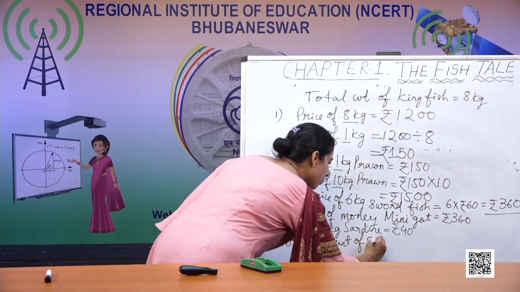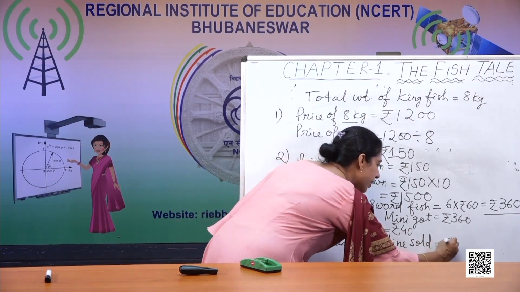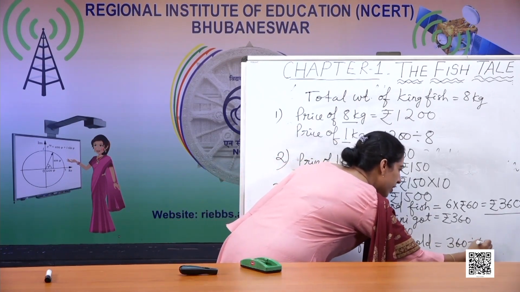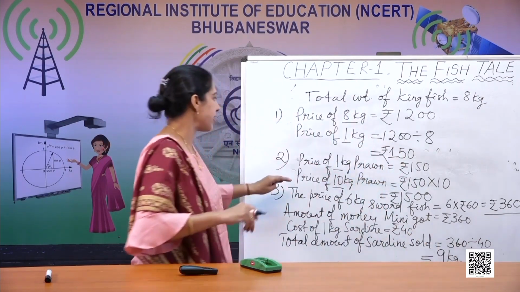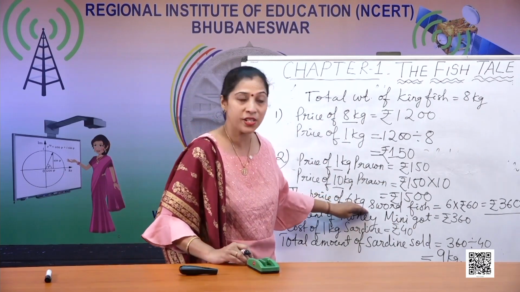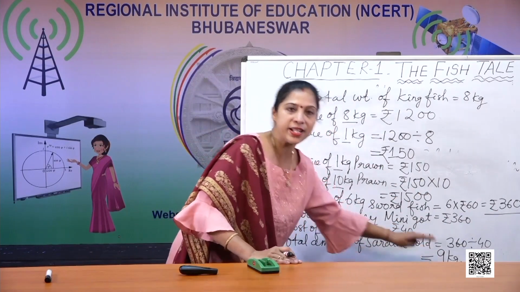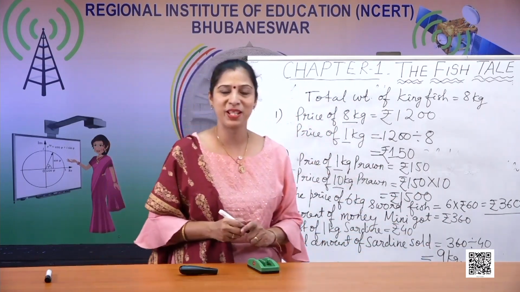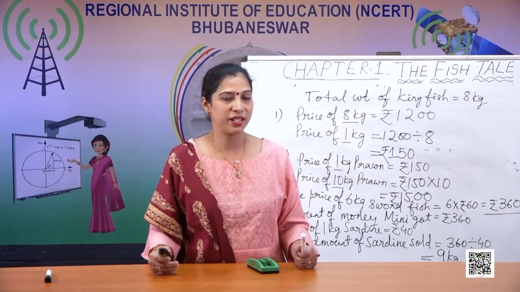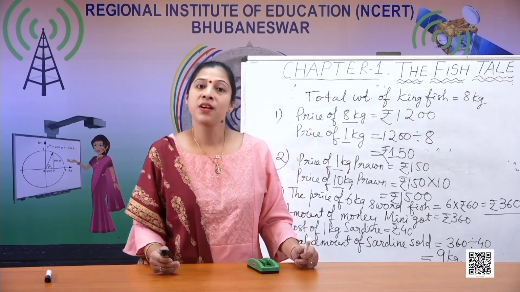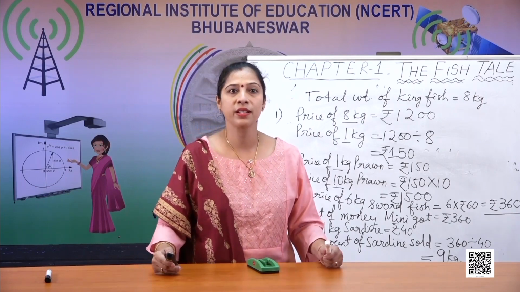Amount of sardine sold is equal to 360 divided by 40, which is equal to 9 kg. So Gracie sold 6 kg swordfish and got 360 rupees. Minnie sold 9 kg sardines and also got 360 rupees. Interesting. Both of them got the same amount of money, but they sold different amounts of fish. Now let's go to the next one.